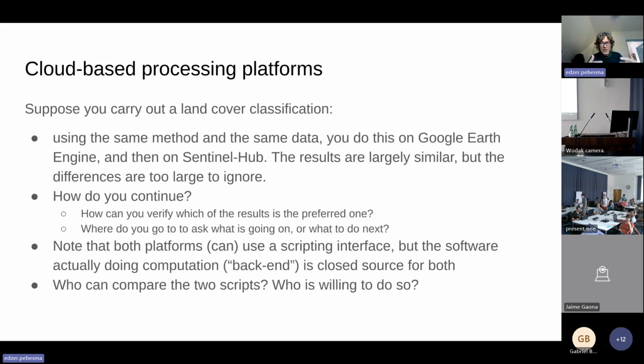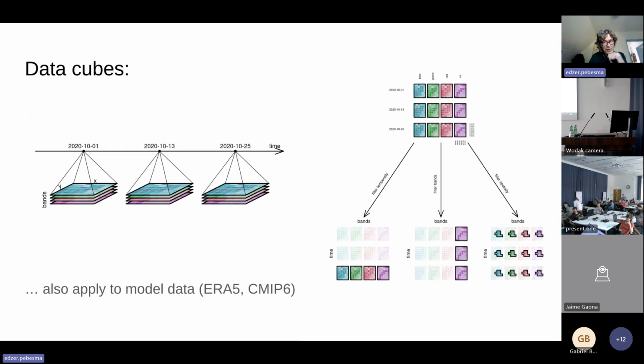So you could look at, one thing is already trying to find somebody who compares the two scripts, the Sentinel Hub script and the Google Earth Engine script. And then the question is, who is willing to do so? So you're a little bit lost there in terms of figuring out how to continue.